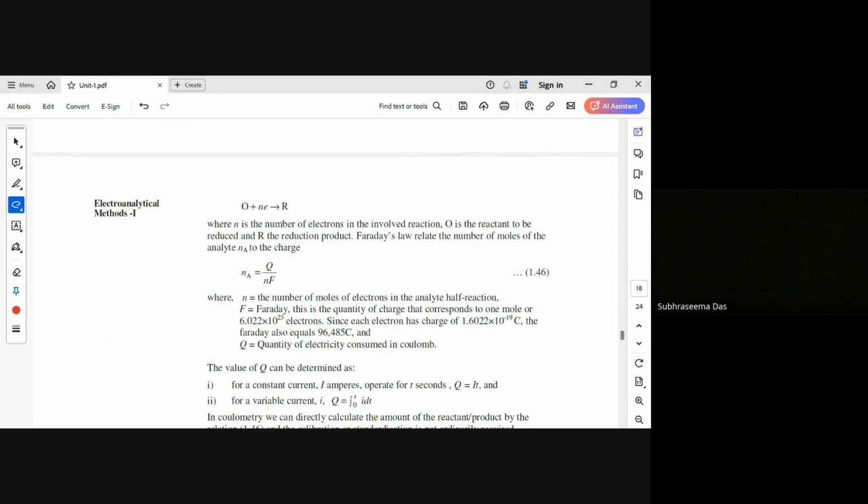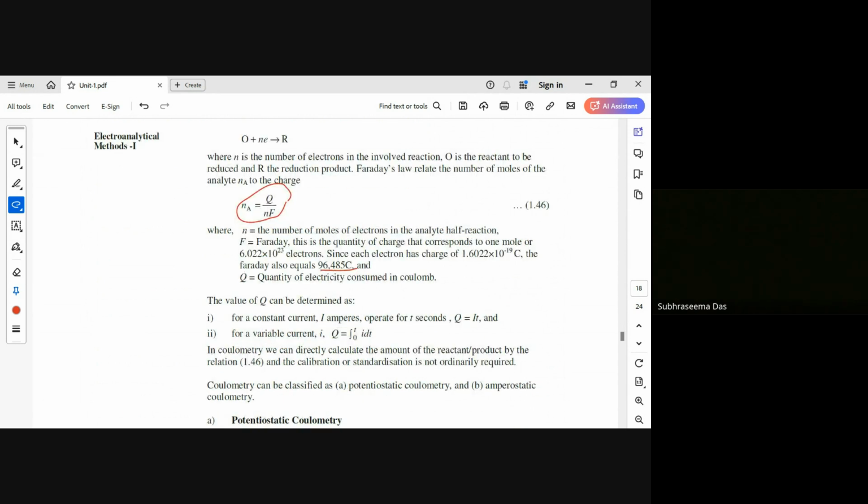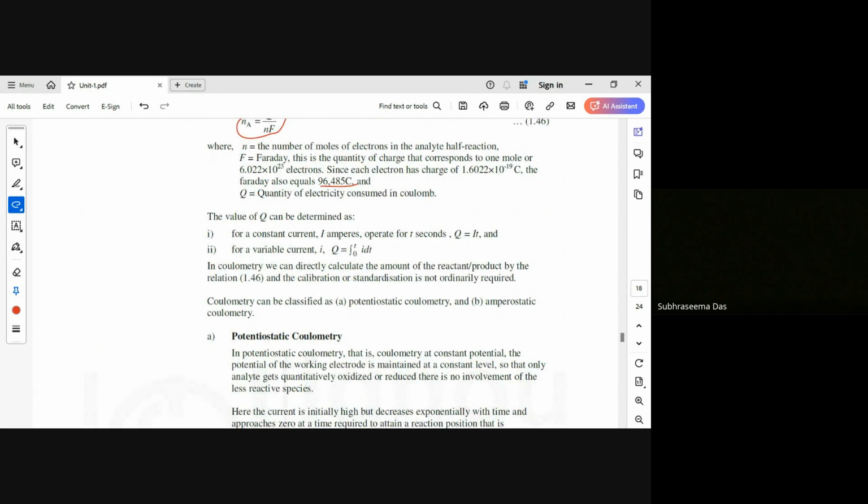So according to Faraday's law, we can write N = Q/(nF), where n is the number of moles in the half reaction, and F is Faraday's constant. This is the quantity that corresponds to 6.02 × 10^23 electrons, and it is equal to 96,485 coulombs, and Q is the quantity of electricity consumed in coulombs. So the value of Q can be determined from constants or from various equations.